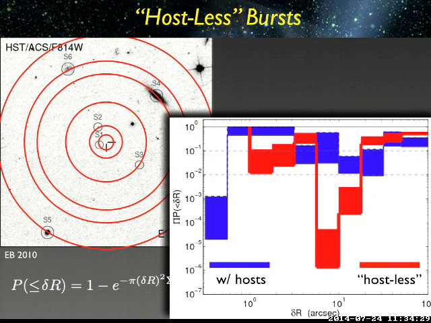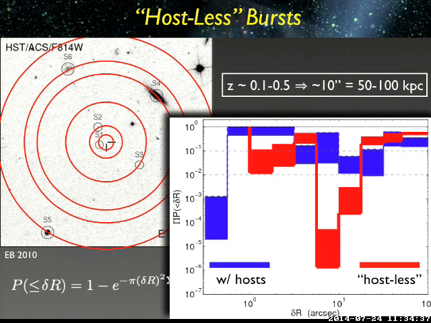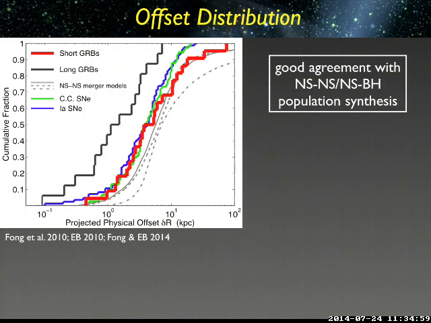Okay, so now what we can do is go to those fields and get spectra of these galaxies and see what kind of galaxies they are, what kind of redshifts. And we find that they're generally at redshifts of between about 0.1 to 0.5, 0.6. So similar redshifts to the rest of the short GRBs. And those separations correspond to something like tens, maybe up to 100 kiloparsecs.